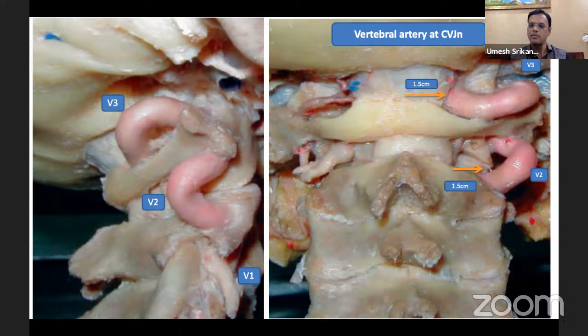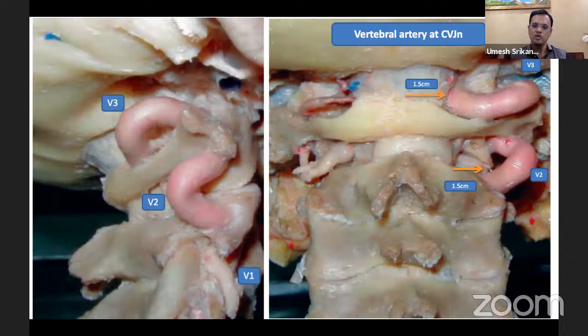Once it goes into the C2 transverse foramen, and after it exits the C2 transverse foramen, the V2 segment is the portion that is between the C2 and the C1 transverse foramen. Usually, initially, it curves posterior, lateral, and superior, and then again turns medial, superior, as well as anterior, in order to enter the C1 transverse foramen. And this is a redundant loop. Usually there are two redundant loops.